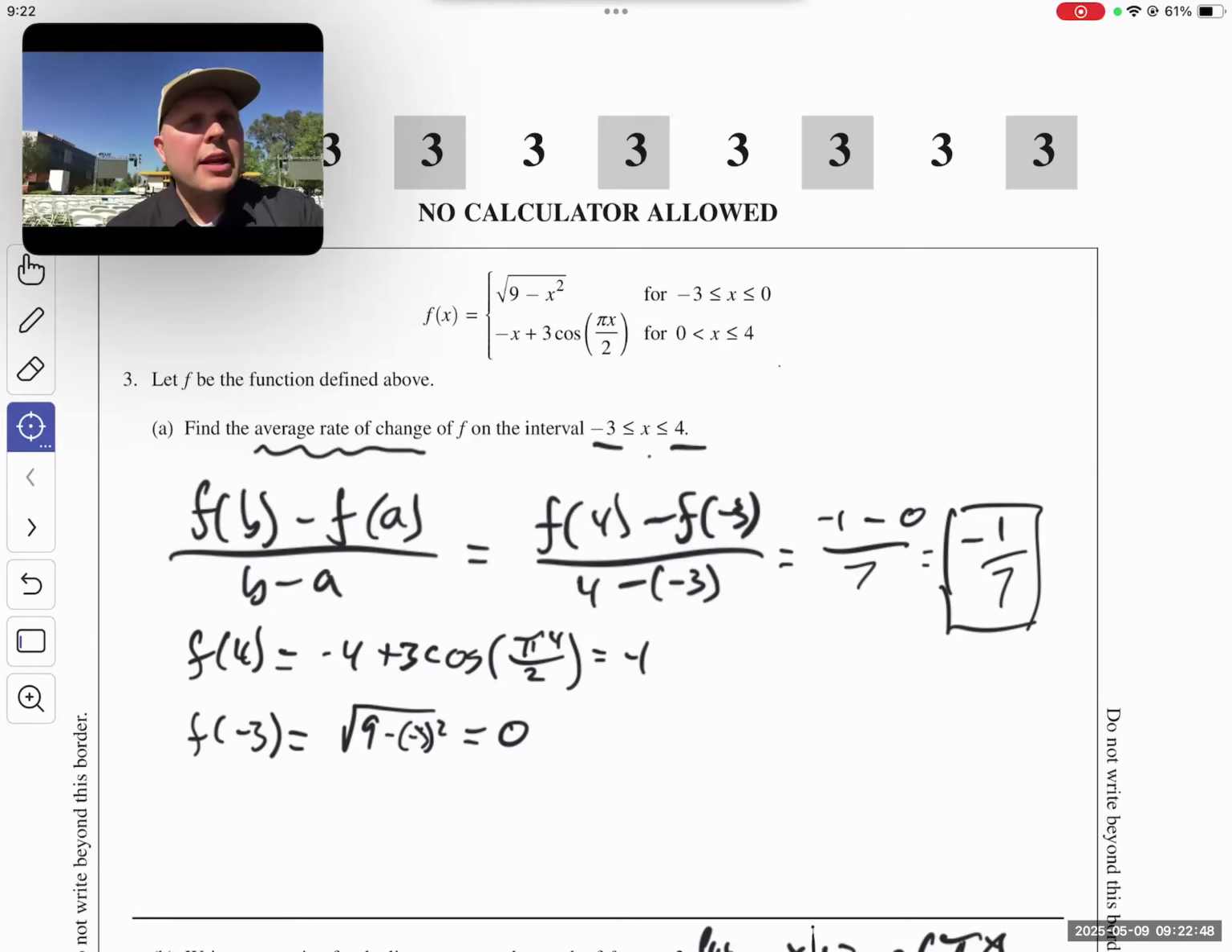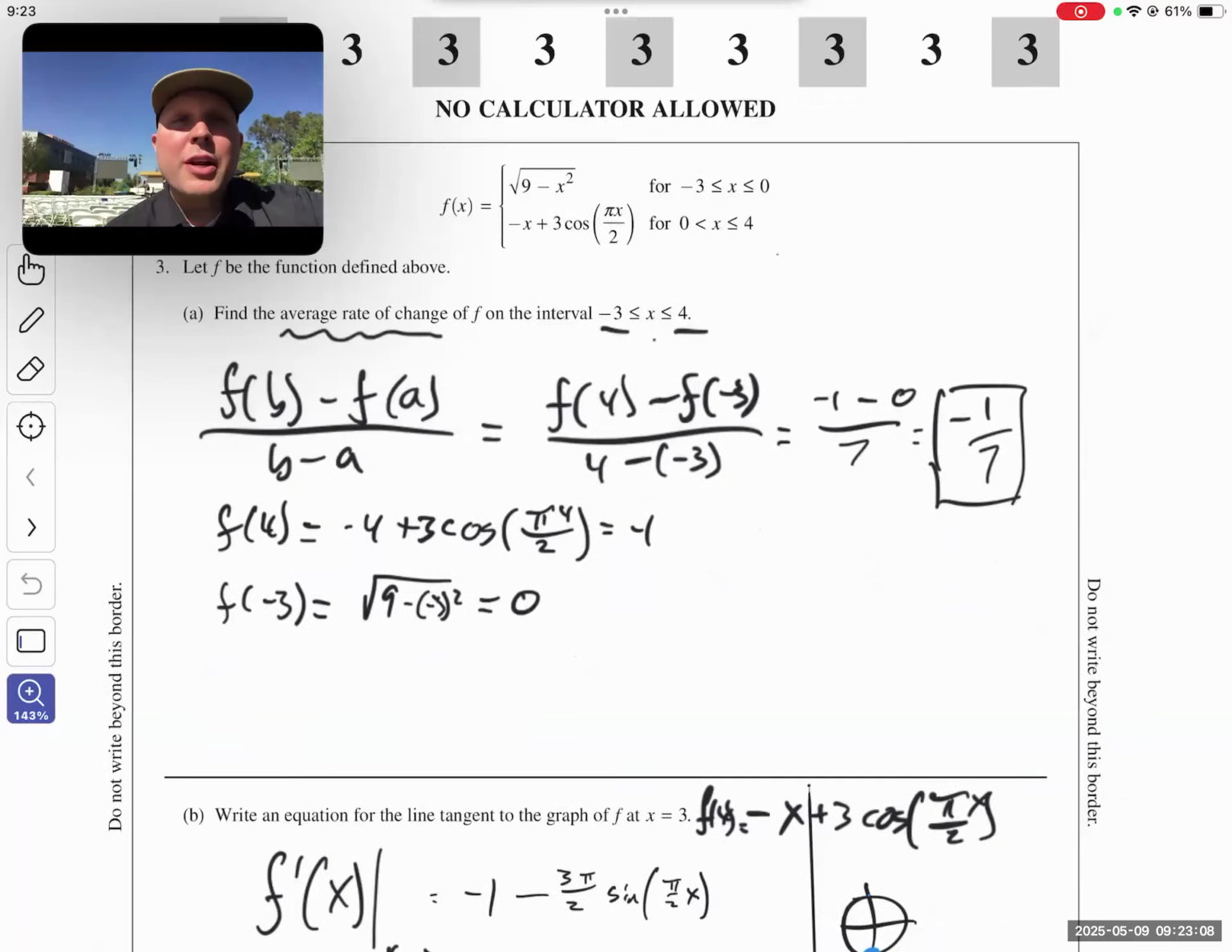Plug in -3. What's f of -3? Well, -3 is defined for here. So plug in -3. 9 minus -3 squared is 0. You get 0. Plug those back in, and we get -1 minus 0, with 7 on the bottom. So -1 over 7. That's the idea. So that's average rate of change, AROC.